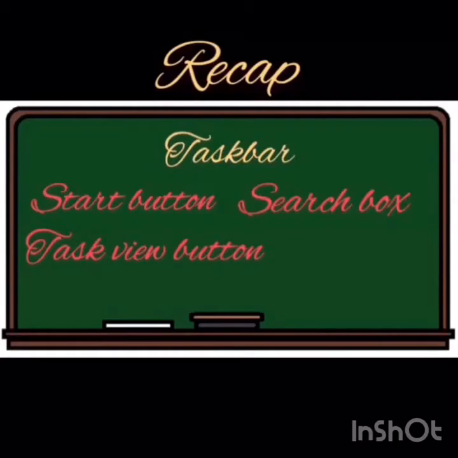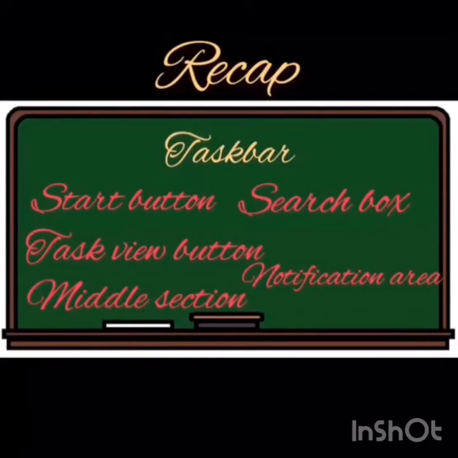Next to the search box, we have the task view button, which will allow us to create multiple desktops at the same time. Then we have a middle section where whatever apps you opened will be displayed. At last, the notification area where you can see the clock, network connectivity, battery and volume.